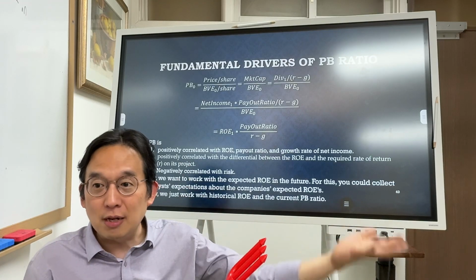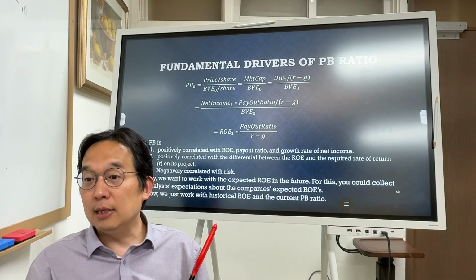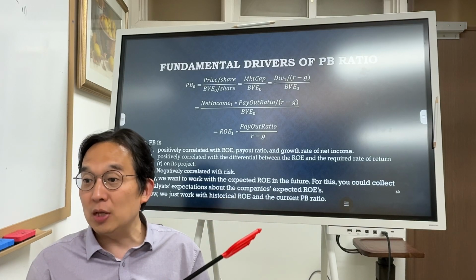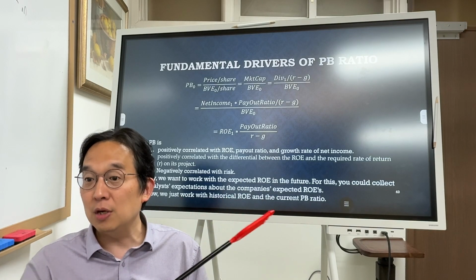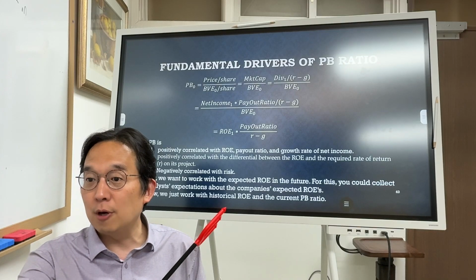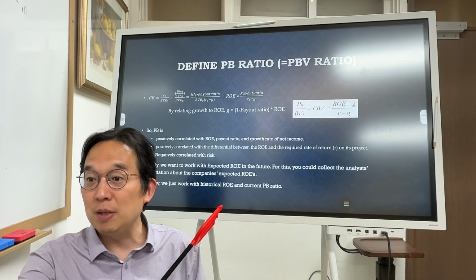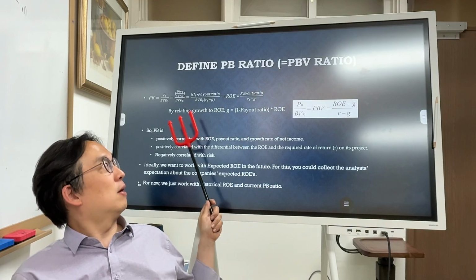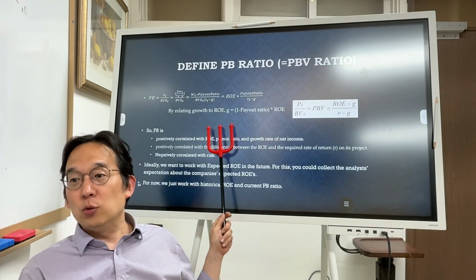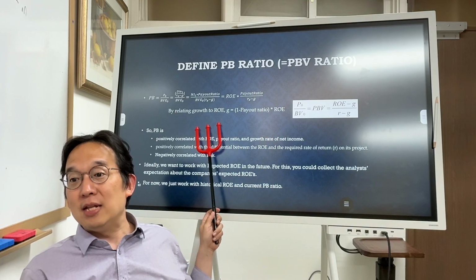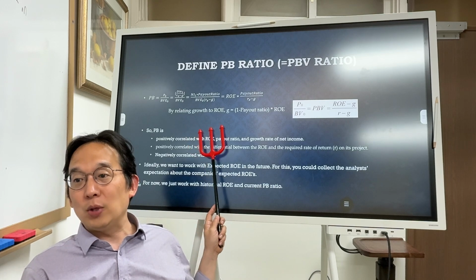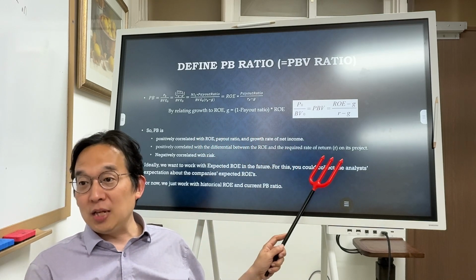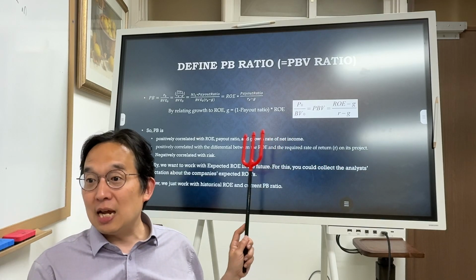Those should be priced. And then it is positively correlated with the differential between the ROE and the required rate of return, or r in this project. What do you mean by this? Just peek at the slide before, and you will realize that by relating growth to ROE, the relation between growth, payout ratio, and ROE, we replace the ROE.